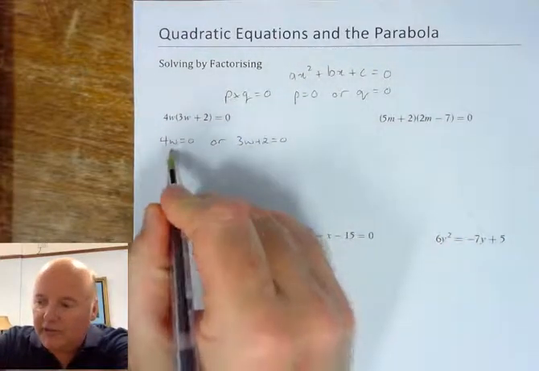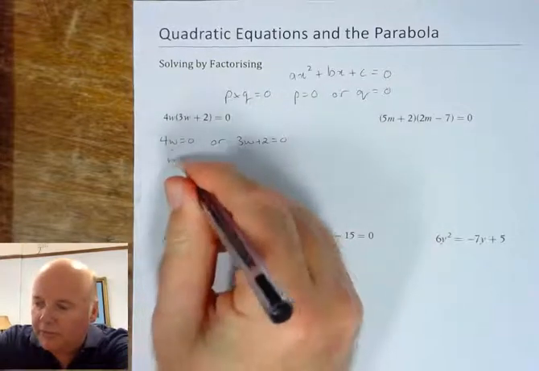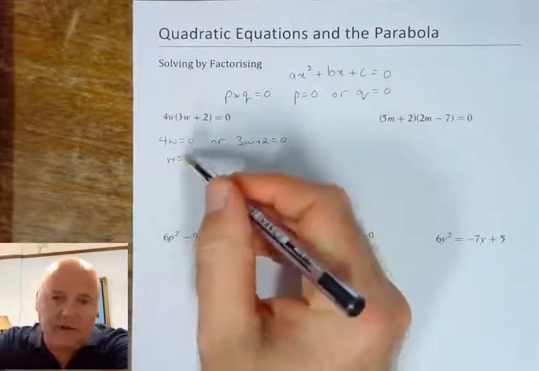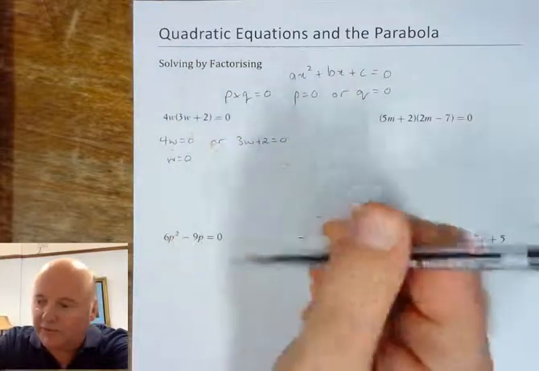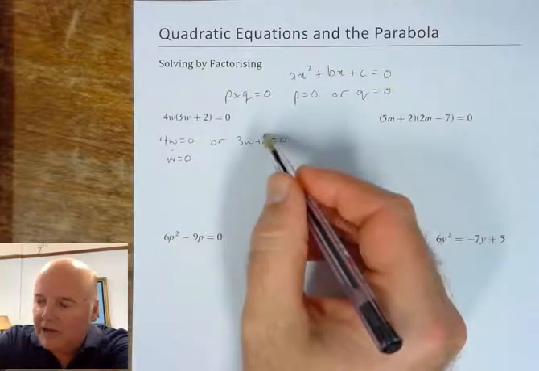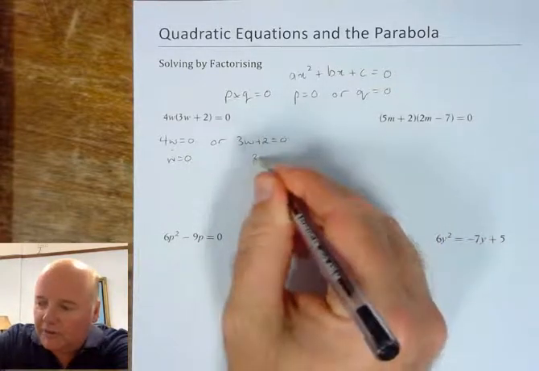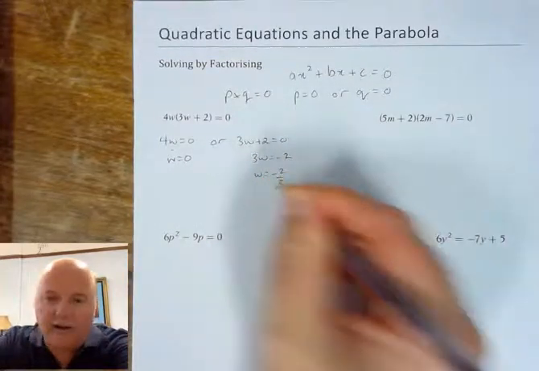So for this one here, to get the w by itself, you divide both sides by 4. Now, 0 divided by 4 is just 0. So what that means is that 0 is a solution to this quadratic equation, which has already been factorised for us. This one over here is a little bit harder, but it's pretty easy once you know it's just a linear equation. Move the plus 2 over, it becomes a minus 2, or subtract 2 from both sides. Divide both sides by 3, and you get your other answer.